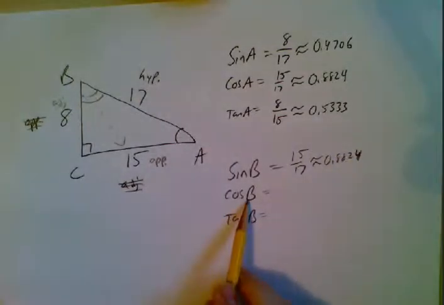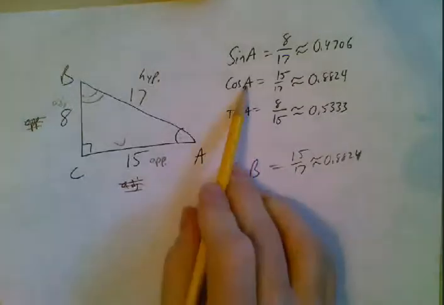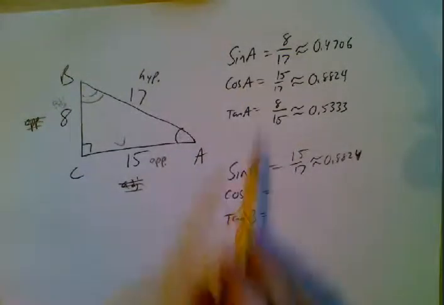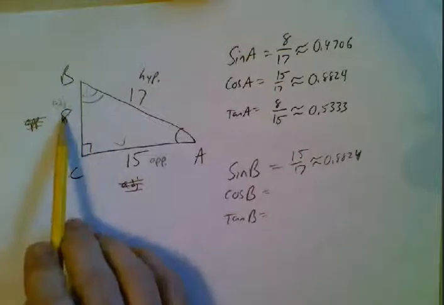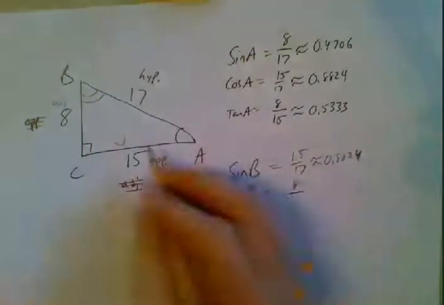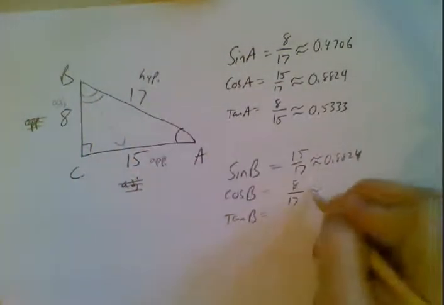Cosine of B, well, if sine of B was the cosine of A, then cosine of B I would expect to be the sine of A. Let's double check. Cosine of B is adjacent, which is 8, divided by hypotenuse, which is 17. We got it. That's right here.